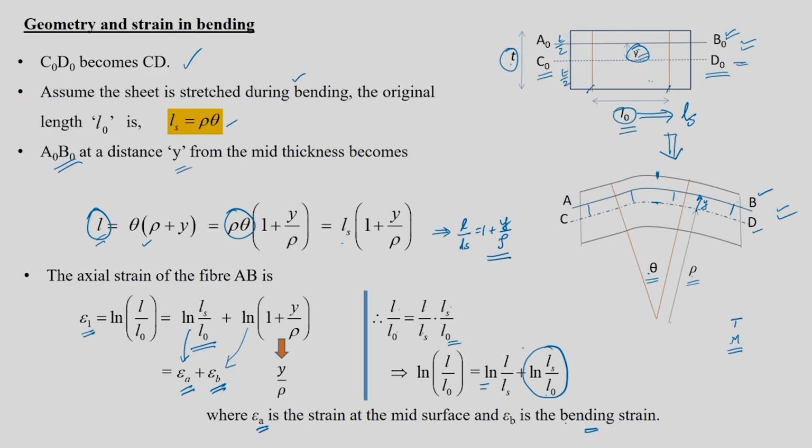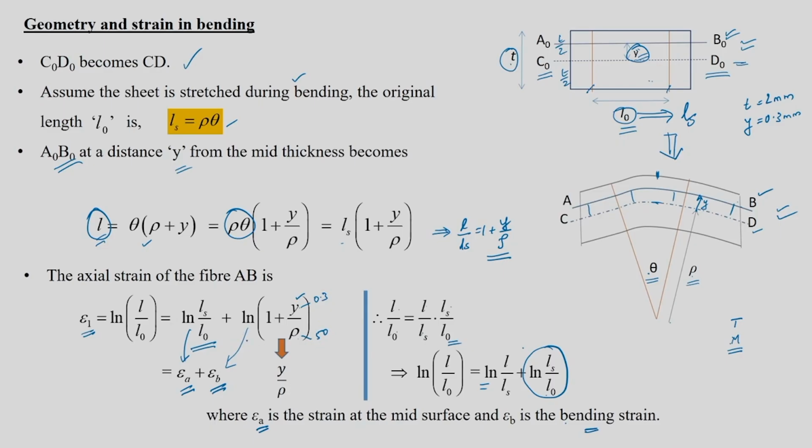Why? Because this y is going to be pretty small. The thickness is t, so this y is going to be less than t by 2. Suppose the thickness is, let us say, 2 mm, then this y could be only about 0.3 mm. This 0.3 mm divided by rho, which could be about 50 mm, the radius of curvature on which you are bending the sheet. You can imagine this is 0.3 mm and this is 50 mm, and then calculate ln of 1 plus y by rho; it will be almost the same as y by rho.